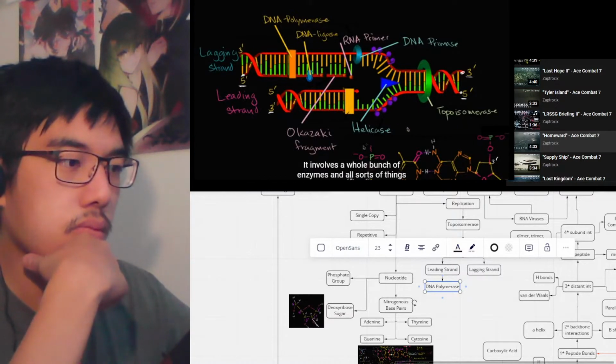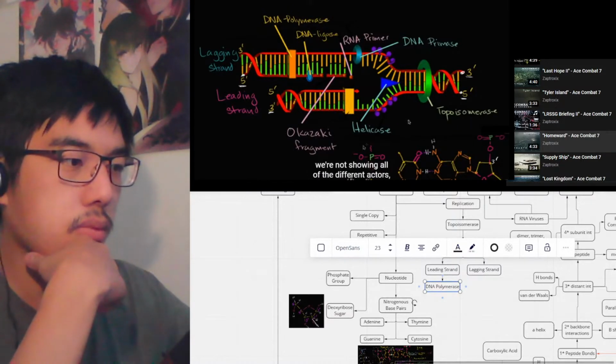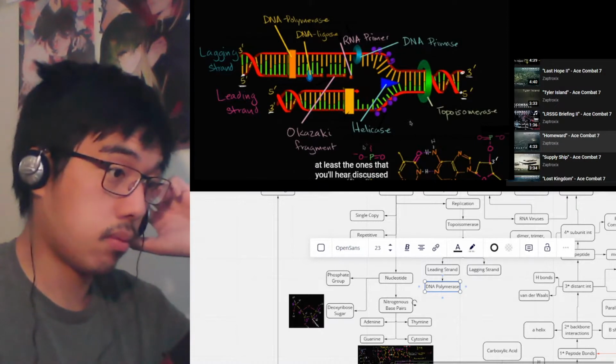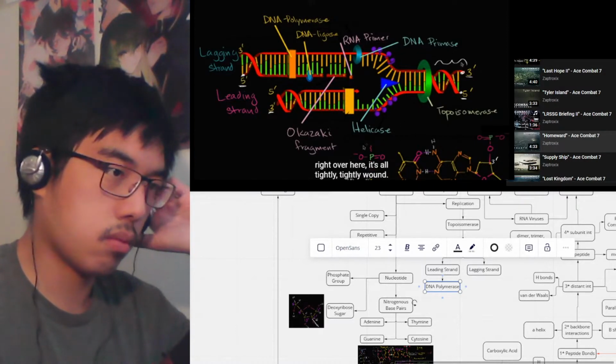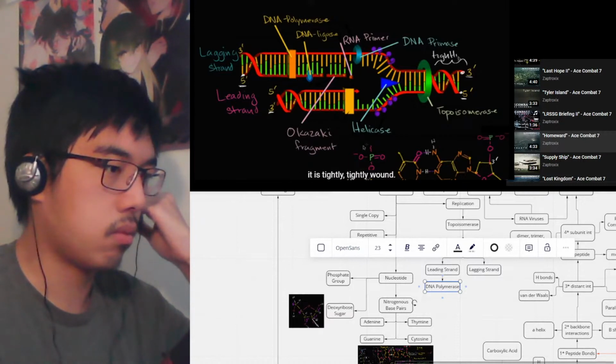It involves a whole bunch of enzymes and all sorts of things, and even in this diagram we're not showing all of the different actors, but we're showing you the primary actors, at least the ones that you'll hear discussed when people talk about DNA replication. So the first thing that needs to happen, right over here, it's all tightly wound. So right there, it is tightly wound.